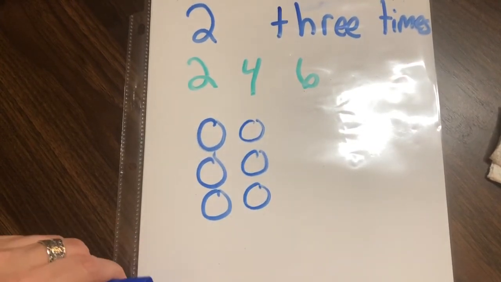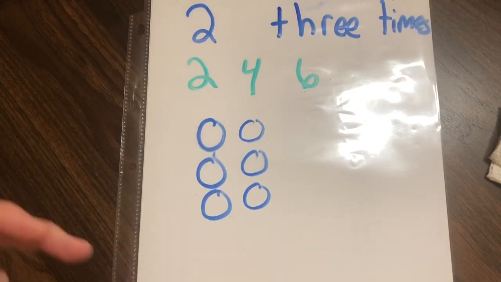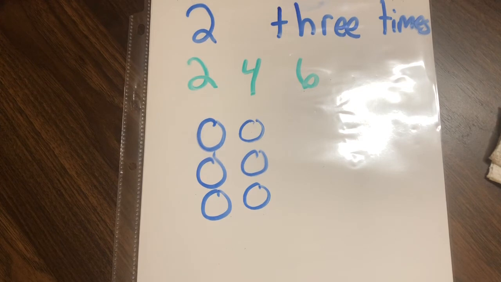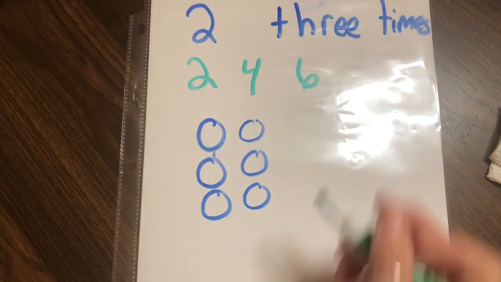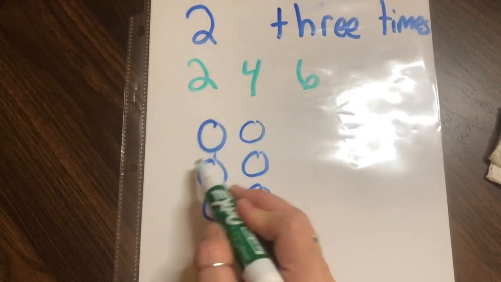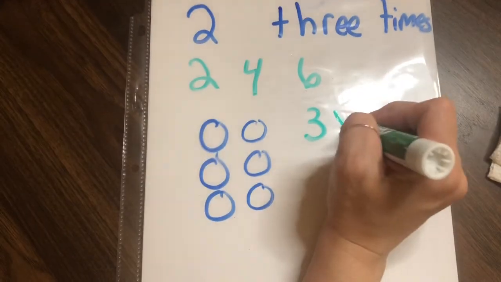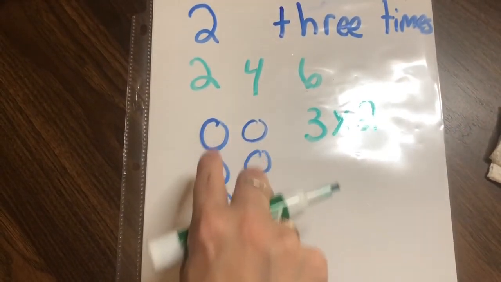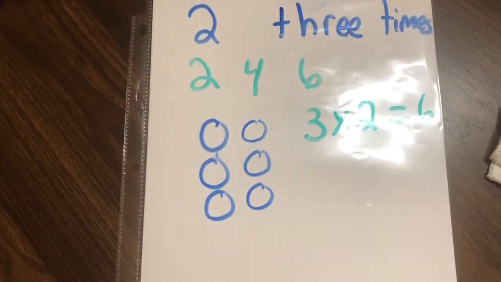What multiplication sentence matches this? Teachers, pause the video and get the multiplication sentence that matches this if the number of rows is the number of groups. Okay, third graders, I'm sure that you said if the number of rows is the number of groups, 3 times 2, 3 groups of 2 equals 6.